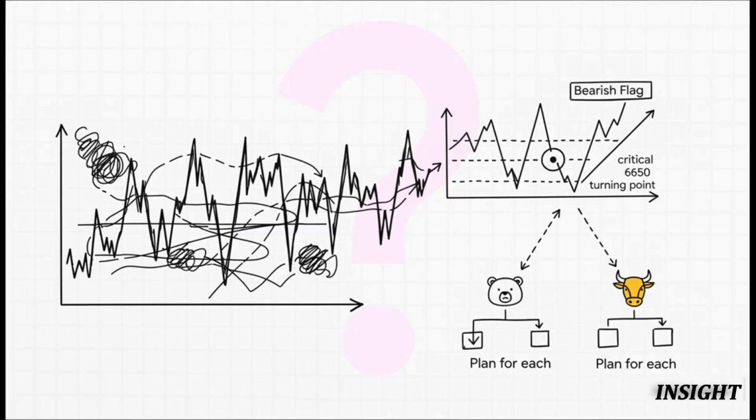And that really is the core lesson here. We started with this confusing, noisy chart, but by learning to read the market's story, by identifying the plot, the key turning points, and the patterns, all that chaos was transformed into a clear narrative with a very clear plan. And that's the difference between guessing and analyzing. It's how you turn noise into a signal.